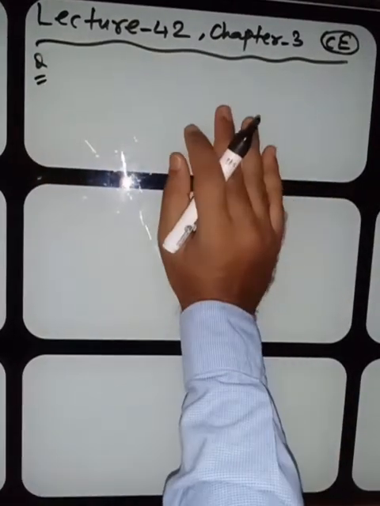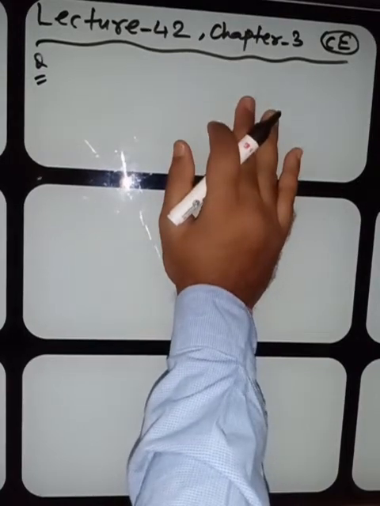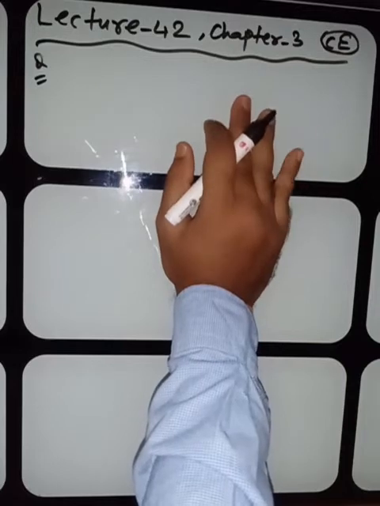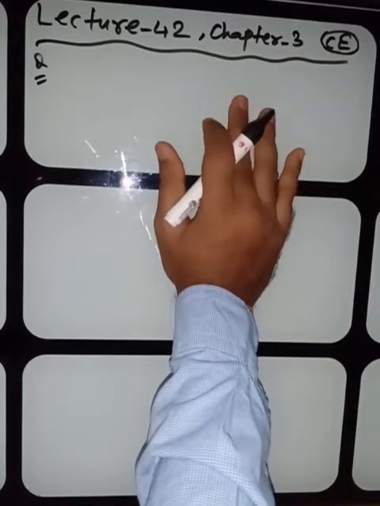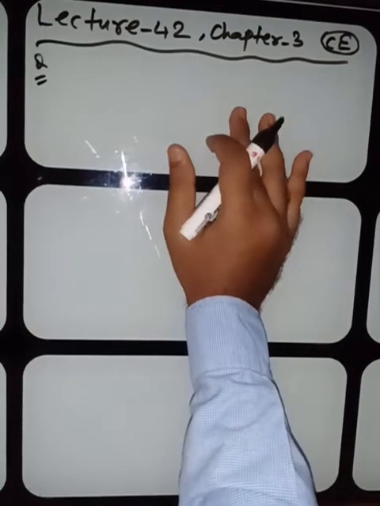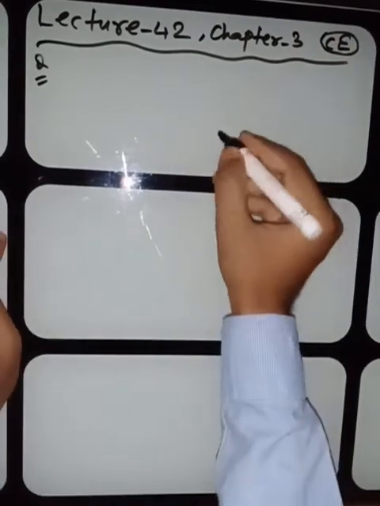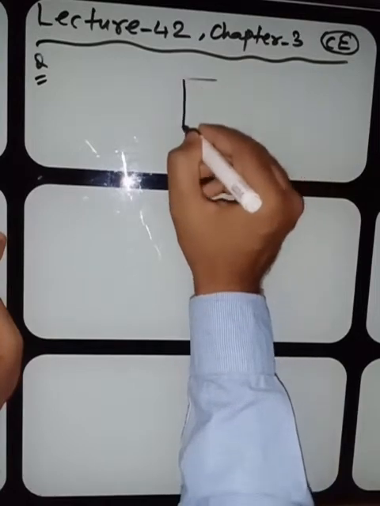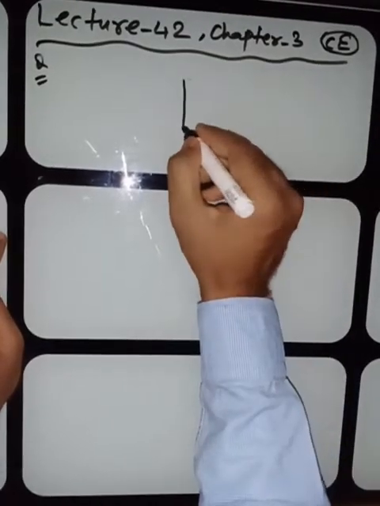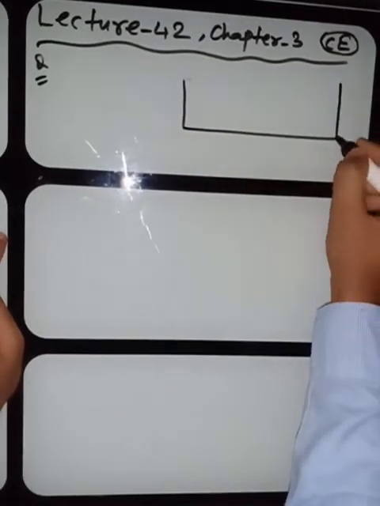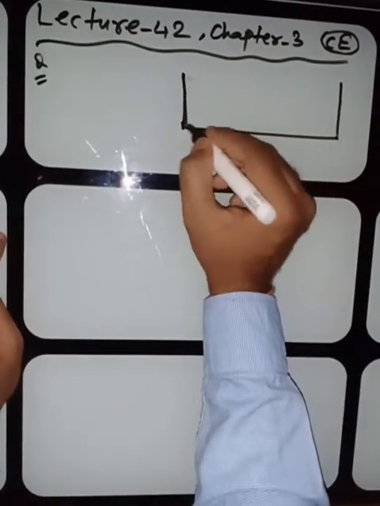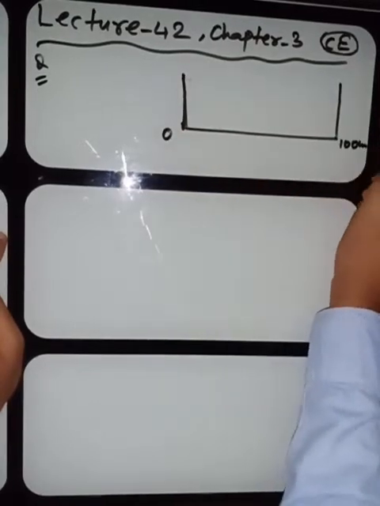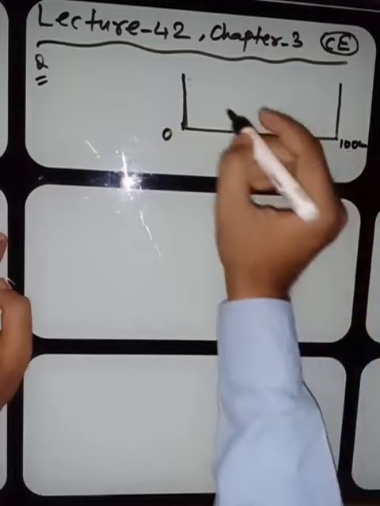You know the meter bridge works on the principle of the balanced Wheatstone bridge. You also know the meter bridge works on the method called the null deflection method. Here we have a meter bridge. It is named meter bridge because the length is 1 meter, from 0 centimeter to 100 centimeter. That's why we say it is a meter bridge.